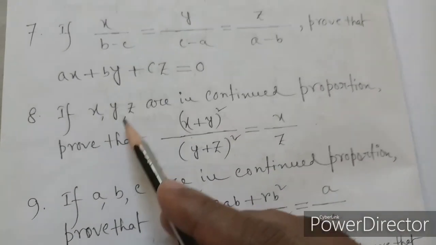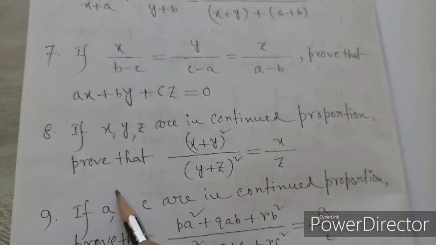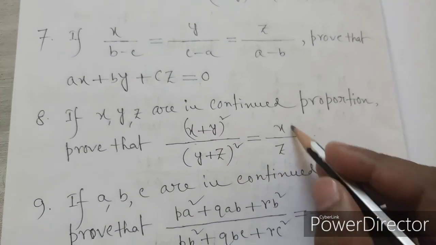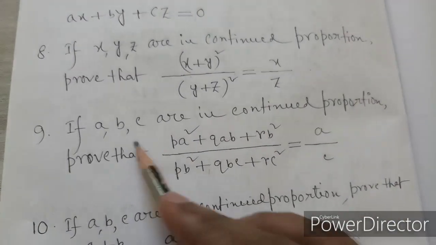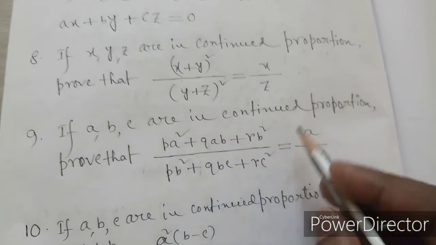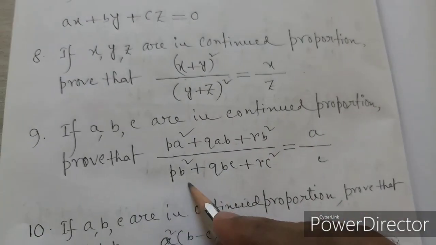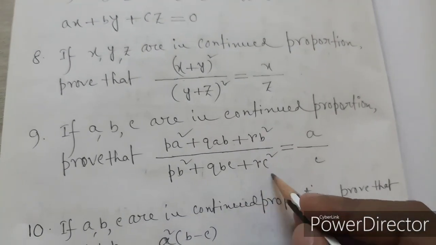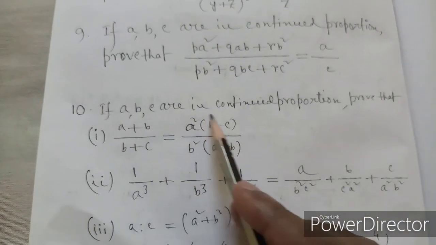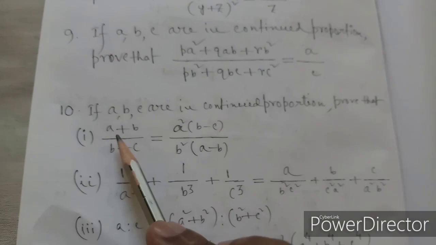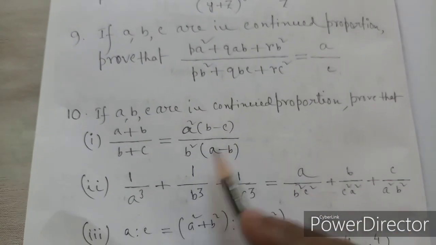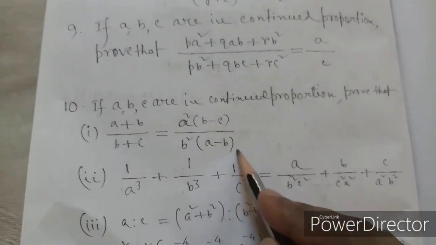Number 8: if x, y, z are in continued proportion, then prove that (x plus y) whole square by (y plus z) whole square equals x by z. Number 9: if a, b, c are in continued proportion, then prove that (pa square plus qab plus rb square) by (pb square plus qbc plus rc square) equals a by c. And number 10: if a, b, c are in continued proportion, then prove that (a plus b) by (b plus c) equals a square into (b minus c) by b square into (a minus b).